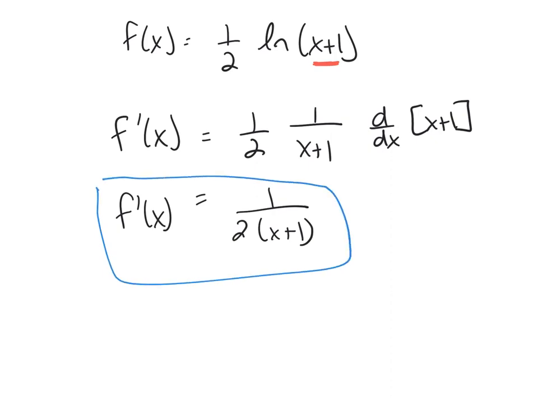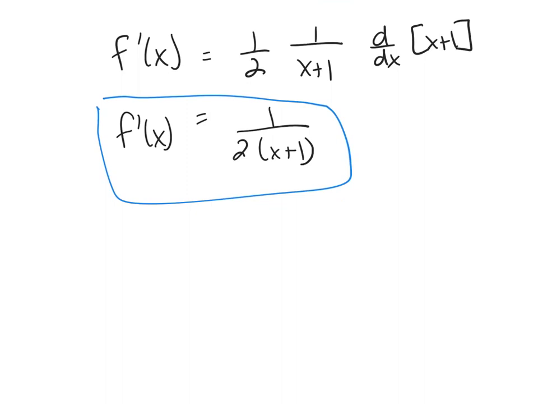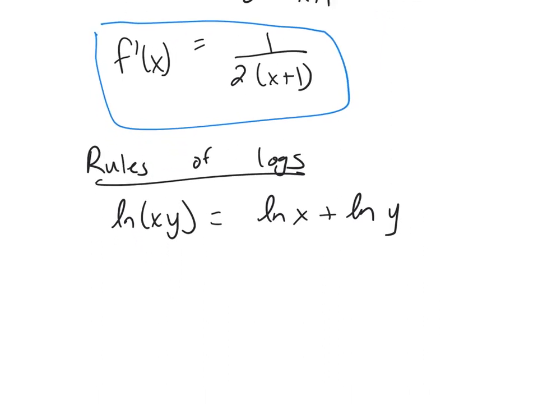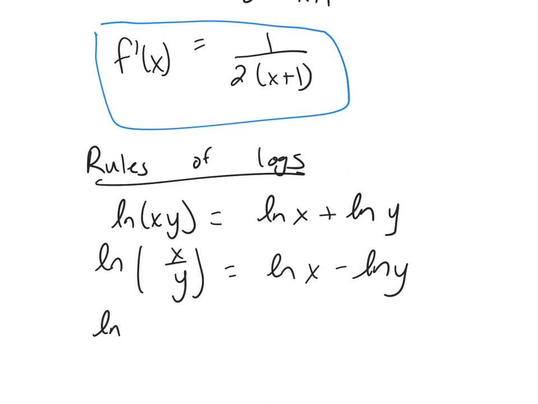So let's do one more of these. And it might help if we remember these properties of natural logs. So let's remind ourselves real quick of, I'll just call this rules of logs. You can rewrite a product as an addition. You can rewrite division as subtraction. And the one we just used was ln of x to the z. You can rewrite that as z ln x.